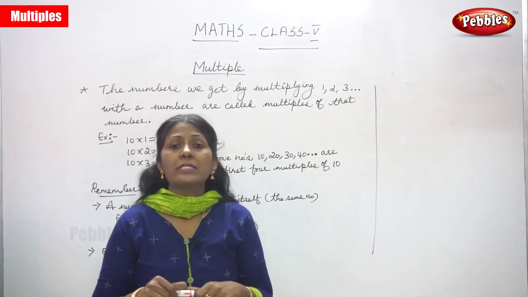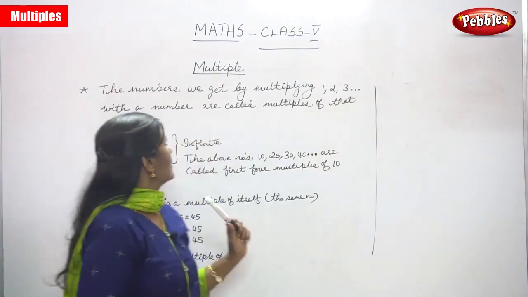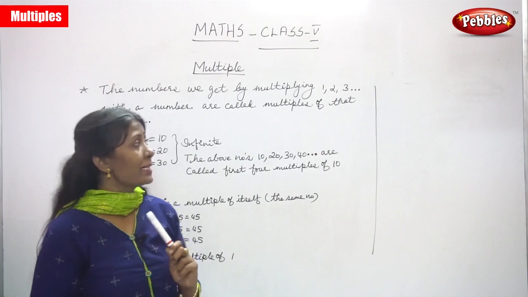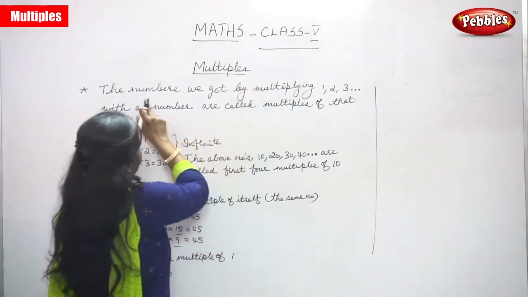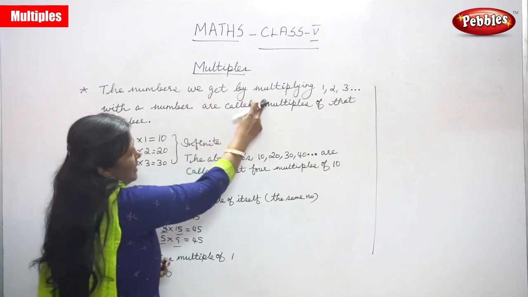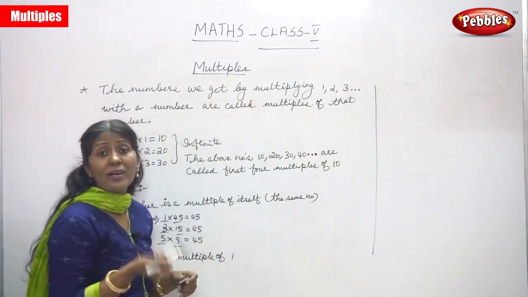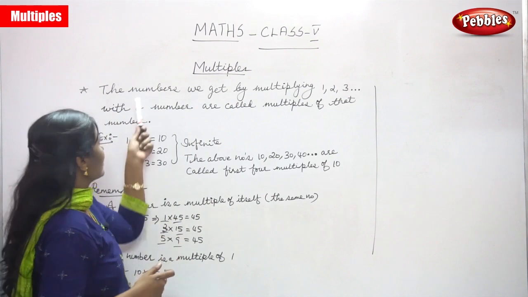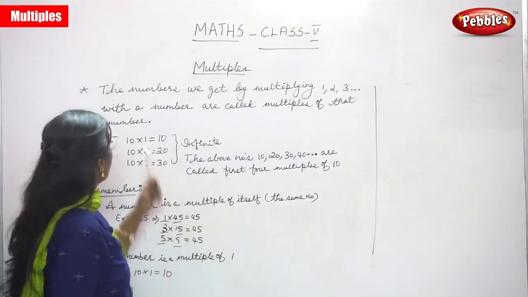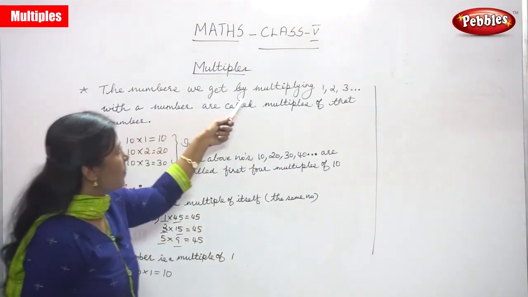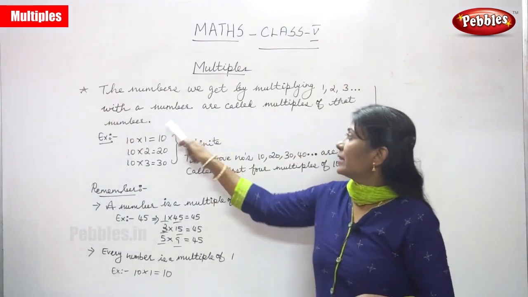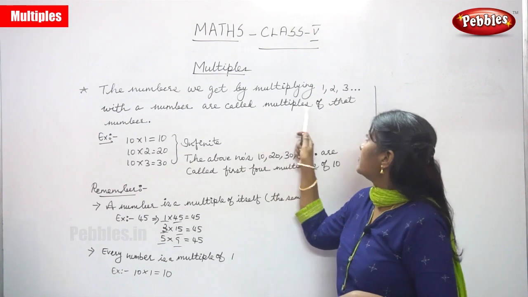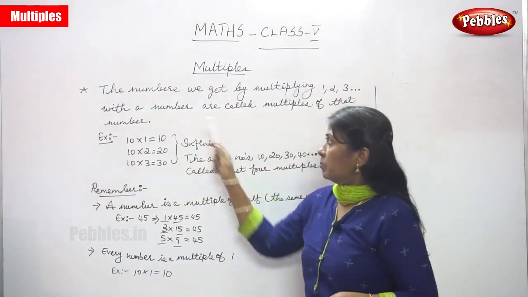So now we are going to see a new chapter, that is multiples. Multiple or multiples, we can say as multiples. The number we get by multiplying. First we must know what is a multiple. So I am giving the definition of multiples: the numbers we get by multiplying 1, 2, 3 with a number are called multiples of that number.